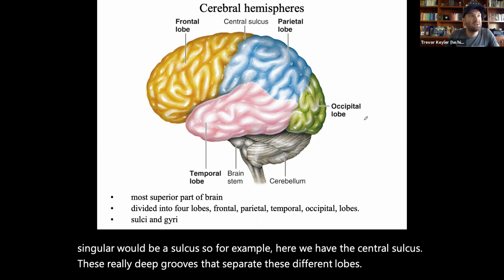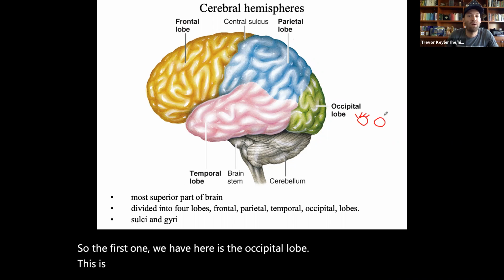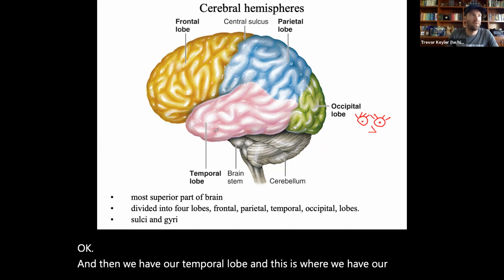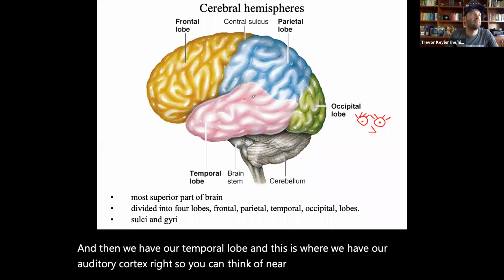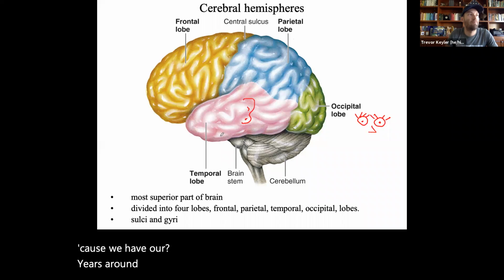The first one we have here is the occipital lobe. This is where we have our visual cortex. Those are eyeballs. And then we have our temporal lobe. This is where we have our auditory cortex. You can think of near your temples here, because we have our ears around here. Temporal lobe, near the temple.